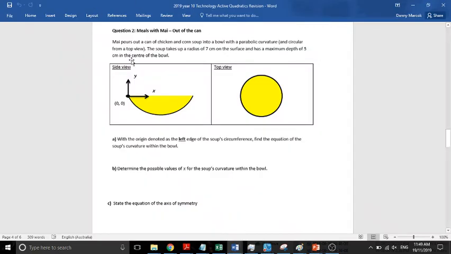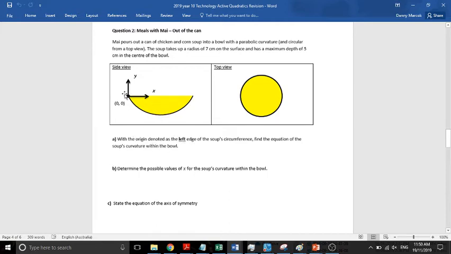For our next question, we're looking at a bowl and some soup in that bowl. We're told that the soup takes up a radius of 7 centimeters. So the radius from the middle to the edge is 7 centimeters, and it has a maximum depth of 5 centimeters there.